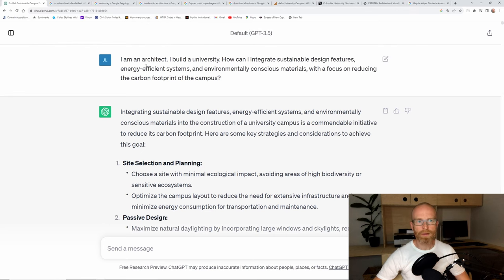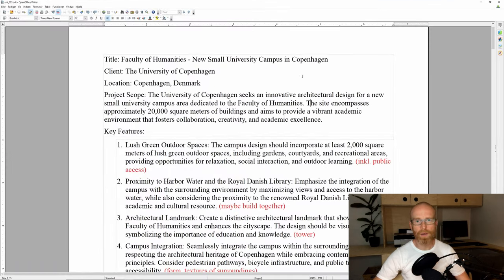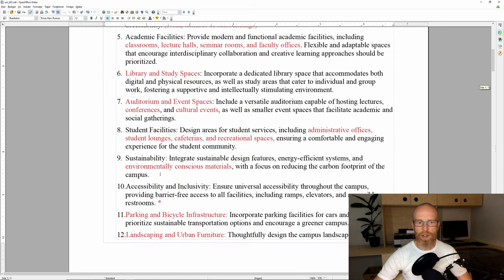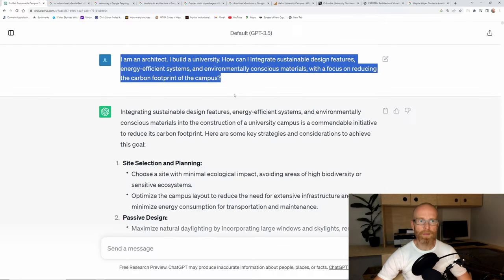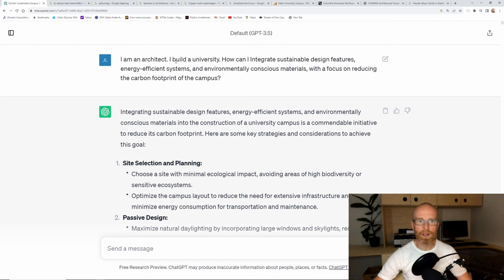I'll start by discussing what we can use ChatGPT for as architects more thoroughly, but we will start with just picking up our assignment again, small university campus in Copenhagen. One of the questions I was really not very sure about was point number 9, the sustainability. So I just prompted ChatGPT with it. I'm an architect. I build a university. How can I integrate? And then I just paste it.